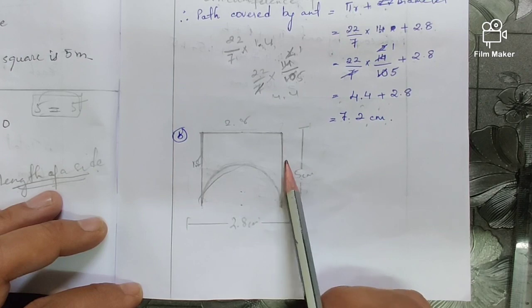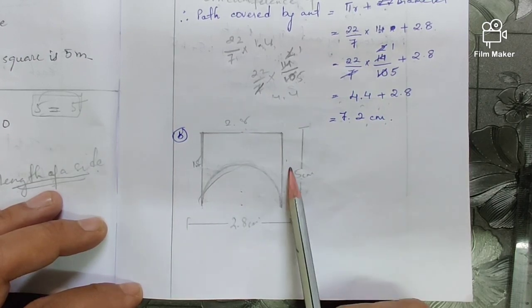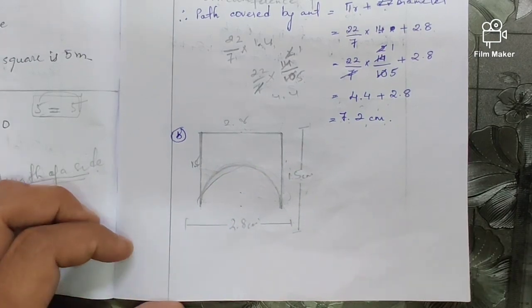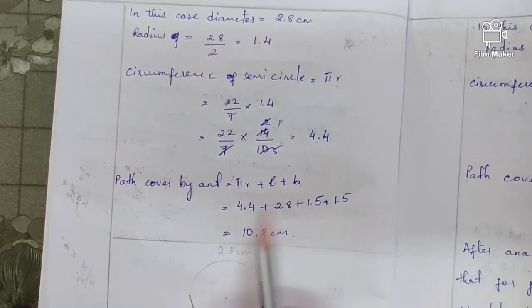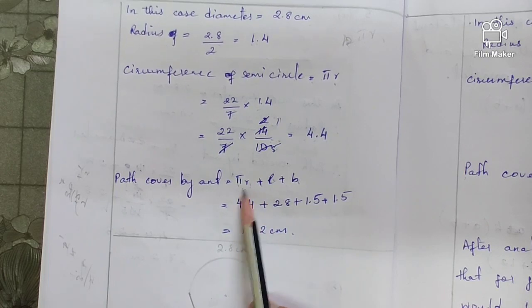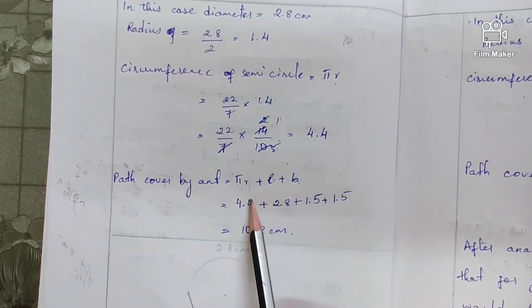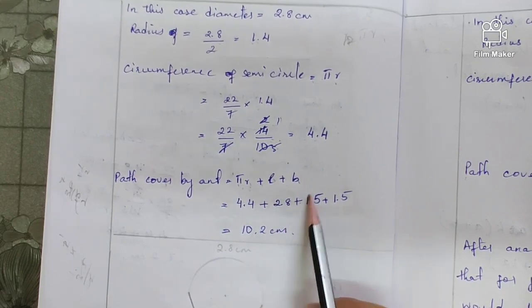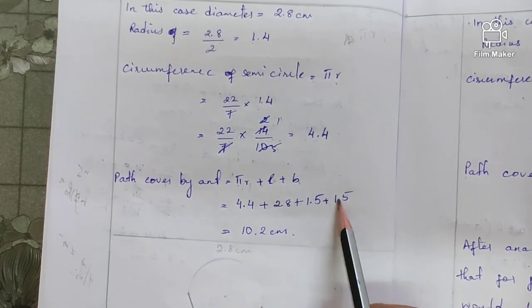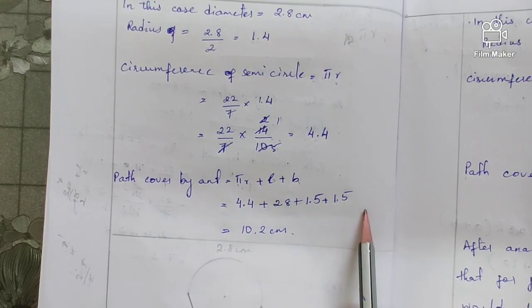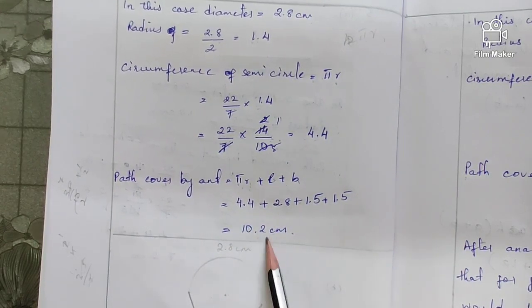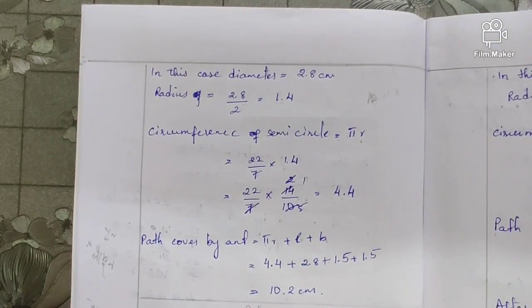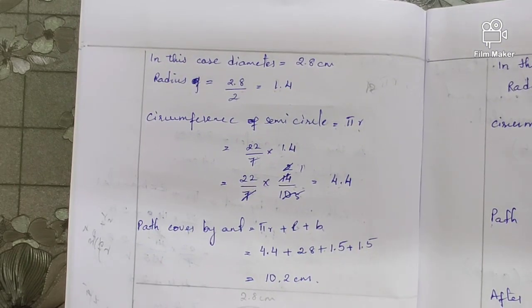1.5 plus 2.8 plus 1.5. Right, understand? So like I said, pi r, we already found pi r, that is 4.4. 4.4 plus 2.8 plus 1.5 plus 1.5. So when we add, the total will be 10.2 centimeter. Understand? This is the sub number B.